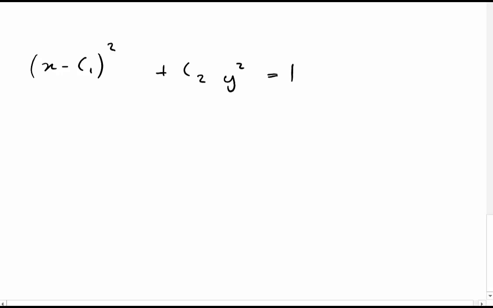Here we go. So we end up with x minus c1 all squared plus c2 y squared equals 1. All right. So again, first things first, I want to note that this isn't just y. This is y of x all squared. Okay, so just so you don't get confused, don't treat y as a variable and try and differentiate y with respect to x and get 0 or just a constant. Okay, you want to actually treat it as a function dependent on x.